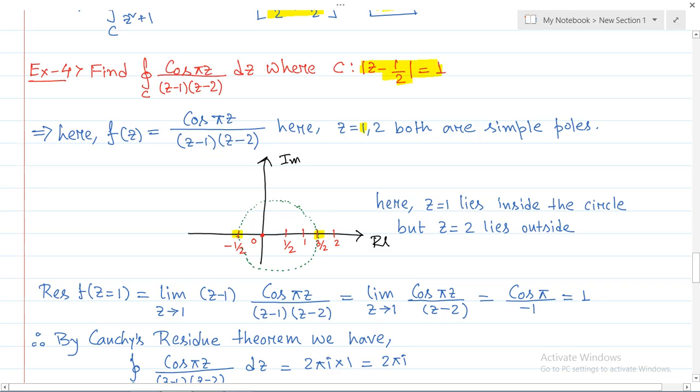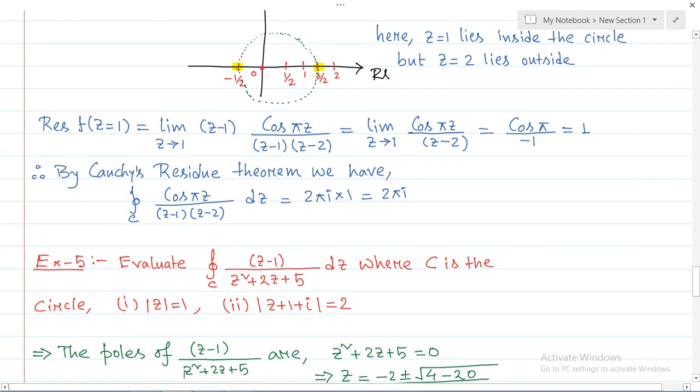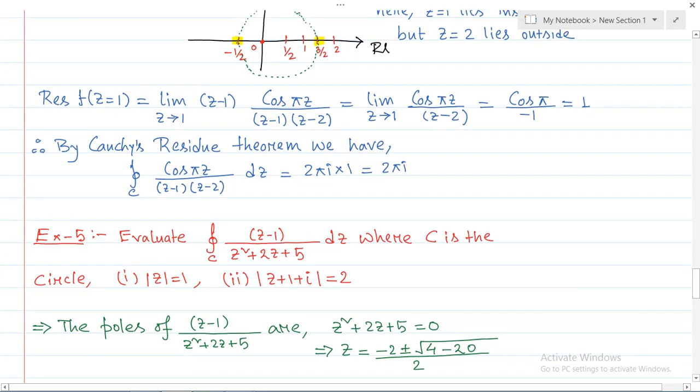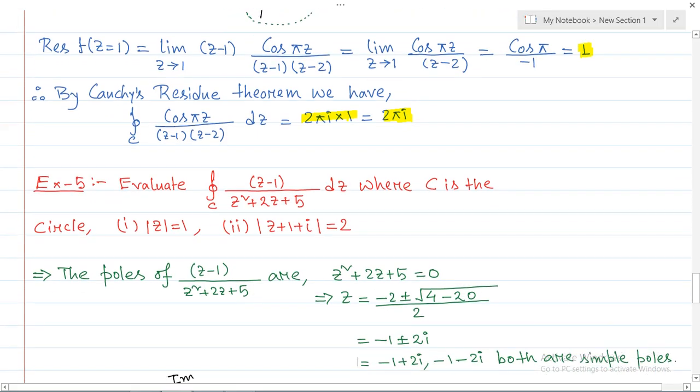Since z equal to 1 is a simple pole, we again apply the same formula for the simple pole, and we have calculated the residue, the result is coming 1. So the value of the integration by Cauchy's residue theorem is going to be 2 pi i into 1. This is equal to 2 pi i. Next let us come to another example.